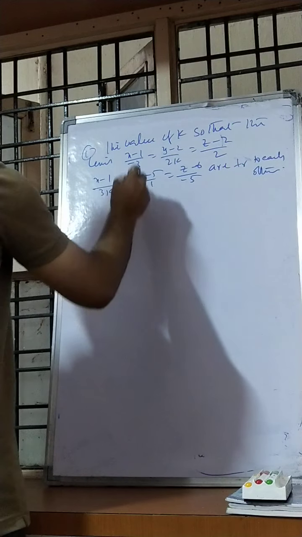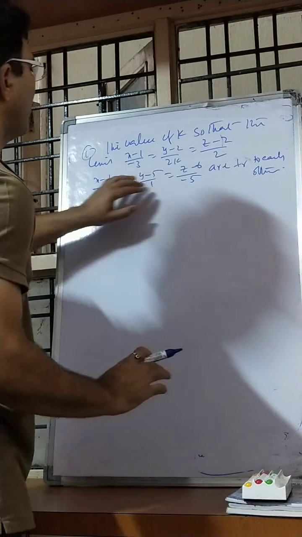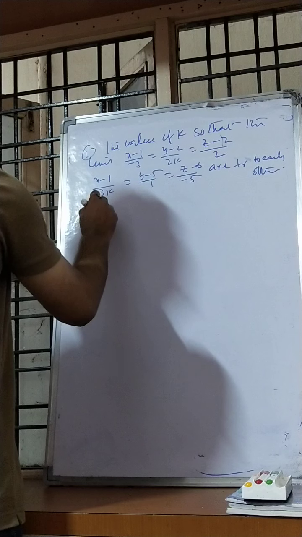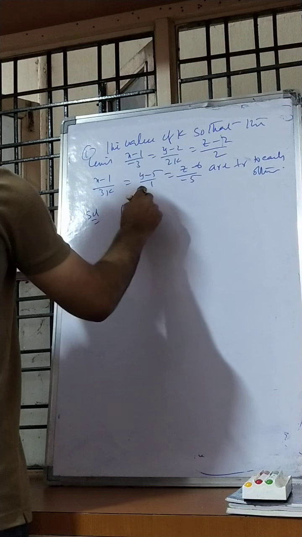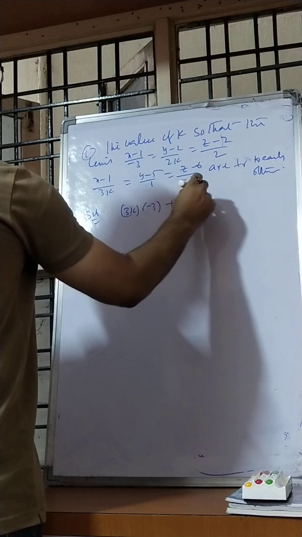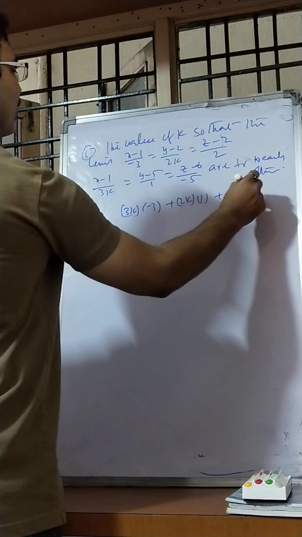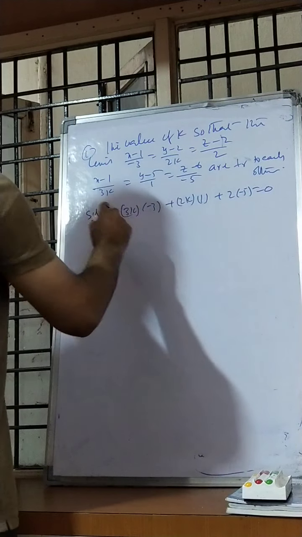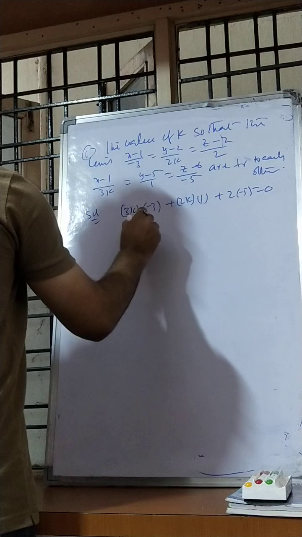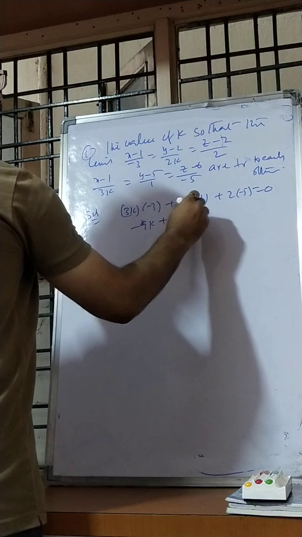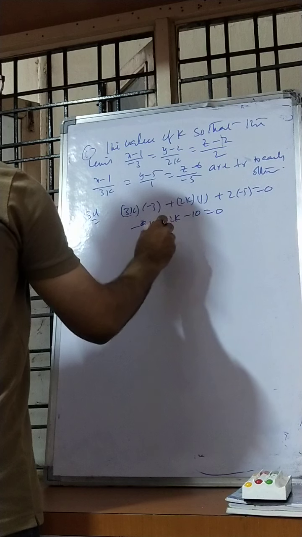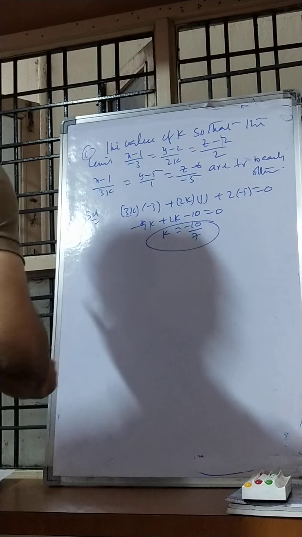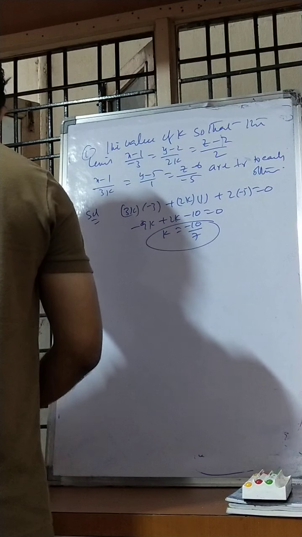Perpendicular to each other. If they said this, check whether the lines are in a proper form or not: x minus, y minus, z minus, etc. Everything is proper. So now the solution is: you multiply 3k into minus 3, 2k into 1, and 2 into minus 5 is equal to 0, because for perpendicular, a1 a2 plus b1 b2 plus c1 c2 is 0. Minus 9k plus 2k minus 10, so k is equal to minus 10 by 7 you will get.